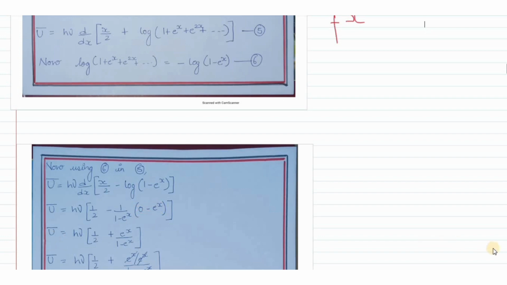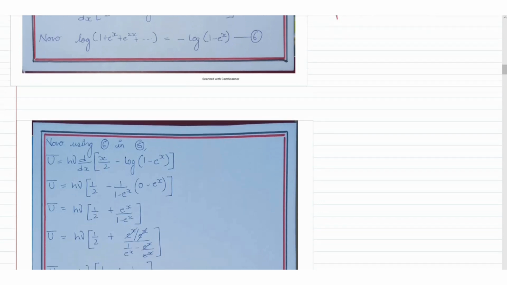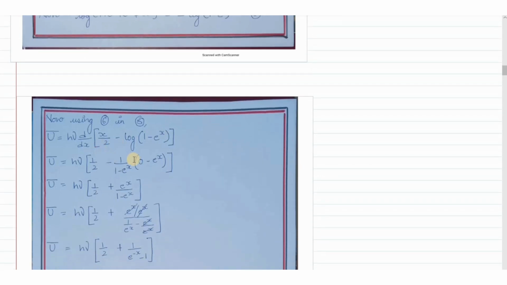U bar is equal to h nu times 1 by 2. This minus and this minus gives plus e to the power of x by 1 minus e to the power of x. So here u bar is equal to h nu times 1 by 2 plus, dividing by e to the power of x in this term, we get e to the power of x divided by e to the power of x, by 1 by e to the power of x minus e to the power of x by e to the power of x.